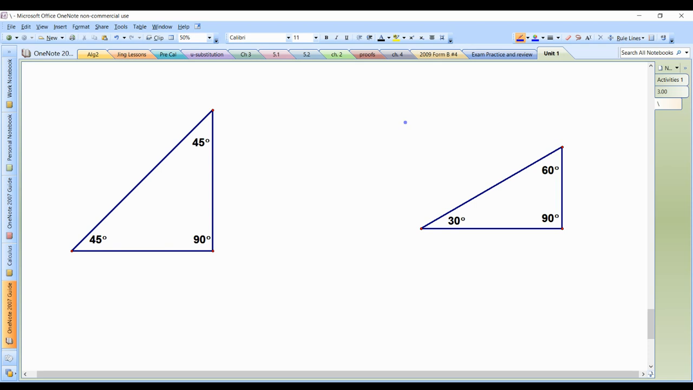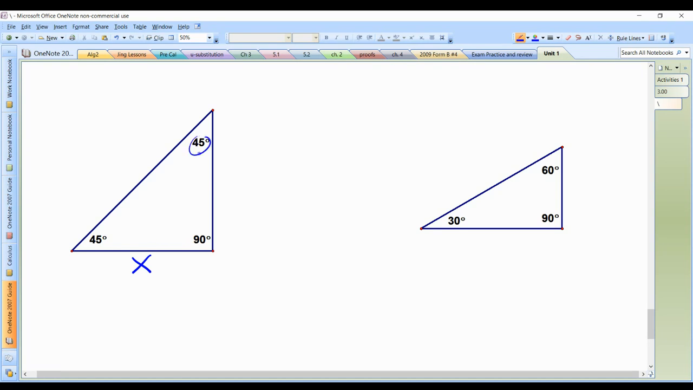So this is just meant to summarize what we've done so far. With these two special right triangles, 45, 45, 90, and 30, 60, 90, there are certain relationships that will be constant, regardless of the actual possible lengths of the sides.